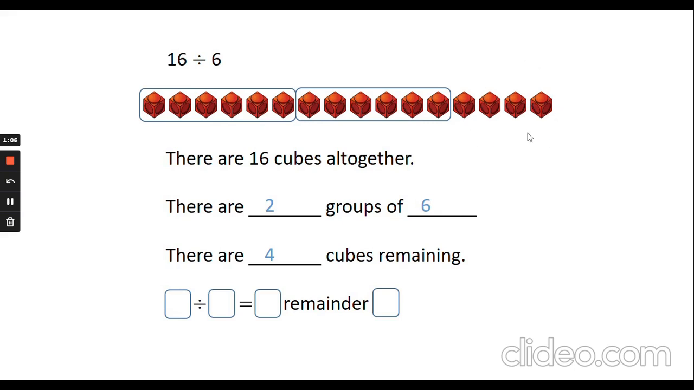Those 4 do not make a group of 6. There is not enough to make a group of the number we are dividing by. So instead, we write down this. 16 divided by 6 equals 2. Because remember, when we grouped them into 6s, there were only 2 groups we could make. And then we say that important word, remainder. The number remaining is 4.